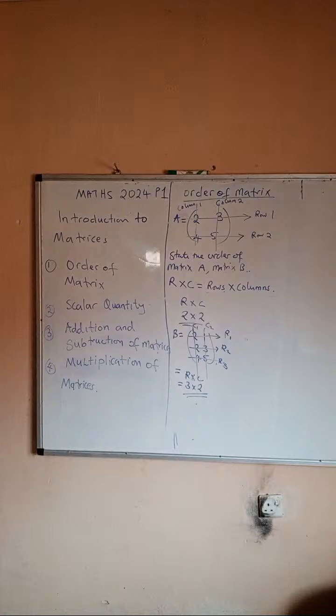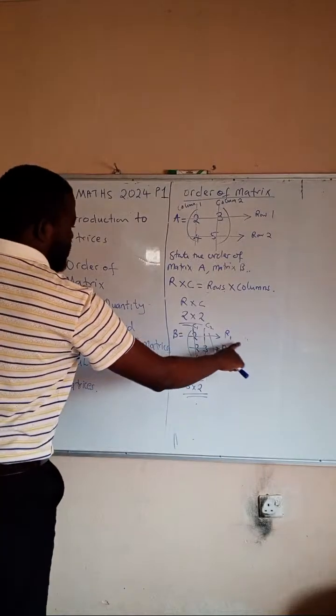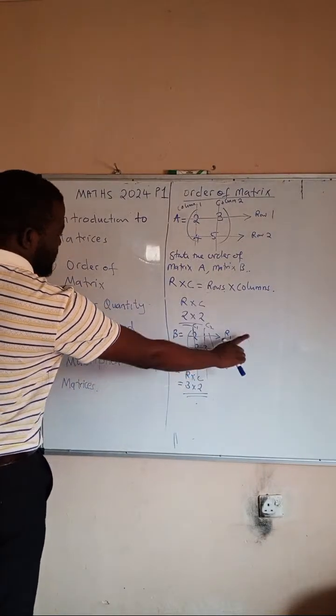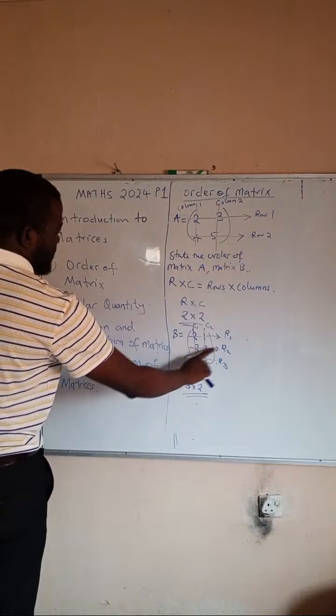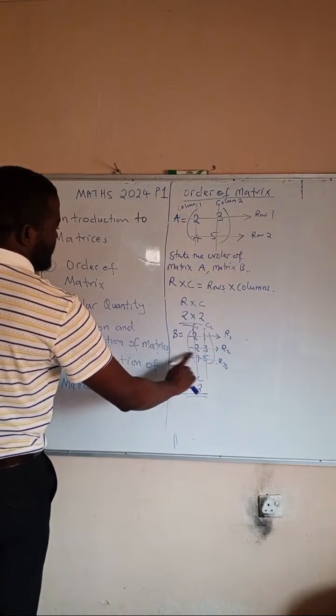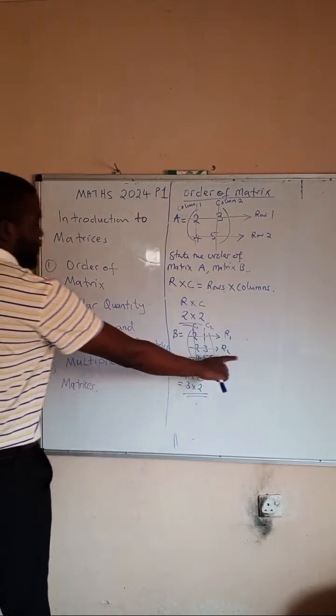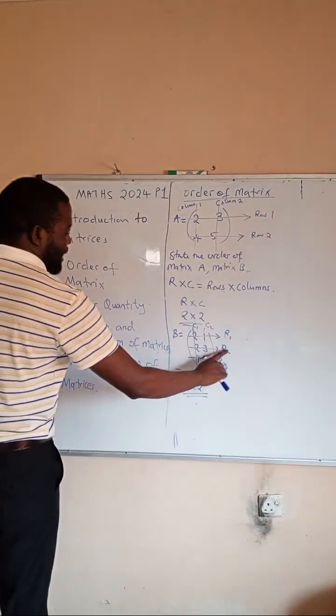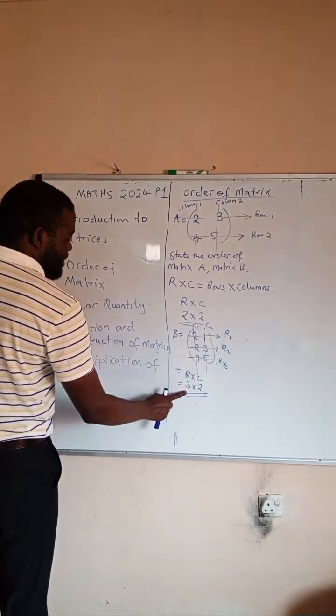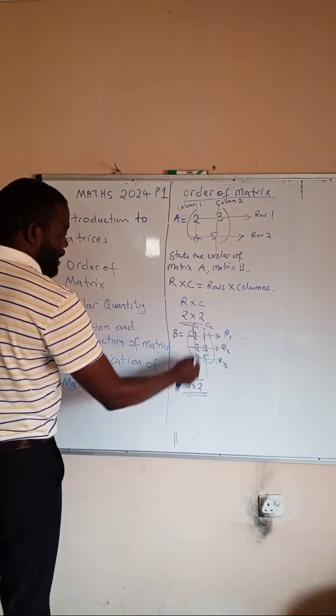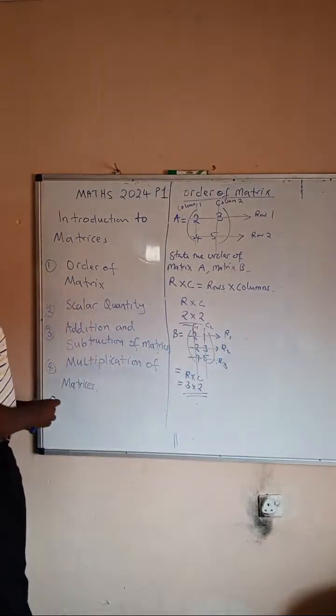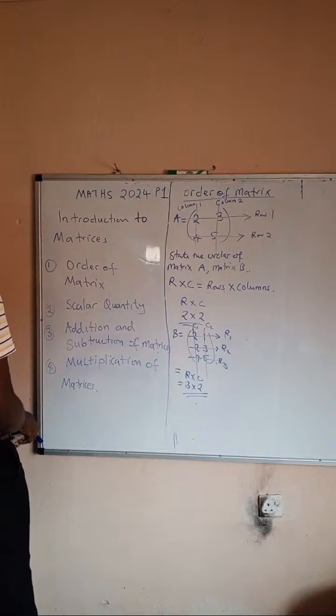Why am I drawing those lines? Just to help you to understand. That is row number 1. In the first row, there is 1 and 2. The second row, 2 and 3. Third row, 4 and 5. So, first row, second row, third row. There are 3 rows. Columns, 1, 2. That's how you deal with the order of matrices.